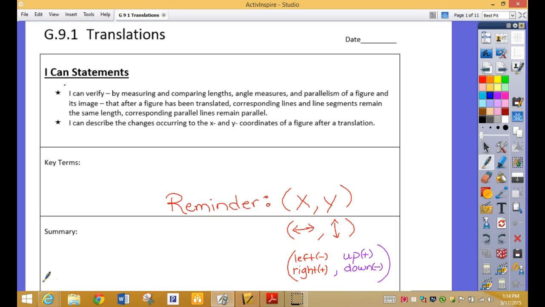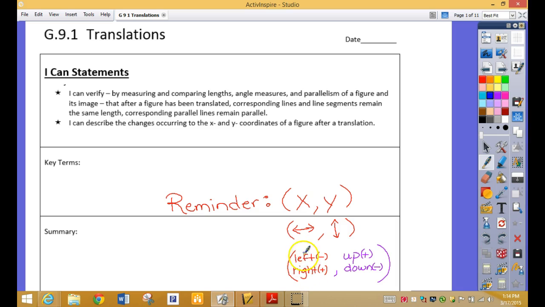Now, when you were younger, translations were probably referred to as a slide. You're going to slide something, like you take this figure and you slide it over. Maybe you're going to have to slide it to the left, or to the right, or maybe slide it up and down. That's referring to the x and the y axis on a coordinate plane. Left on the coordinate plane is always negative. Right is always positive. Up is positive, down is negative.